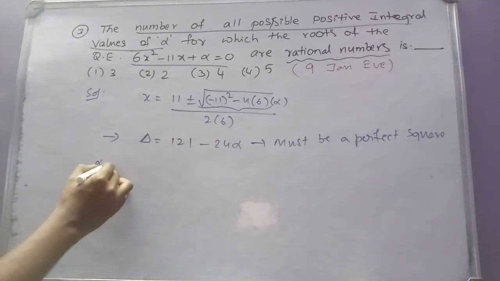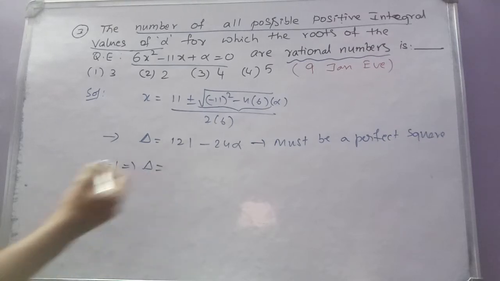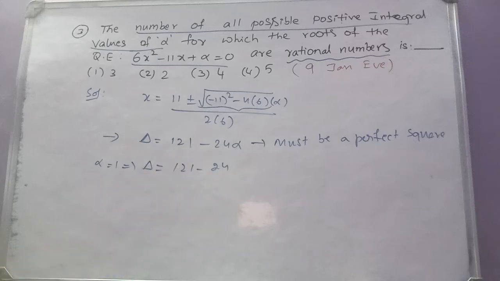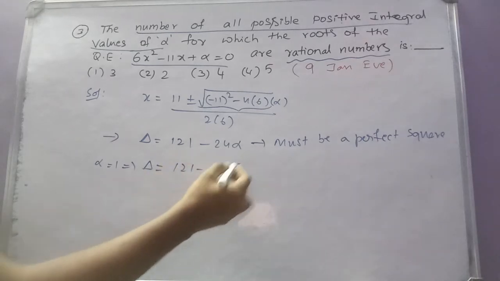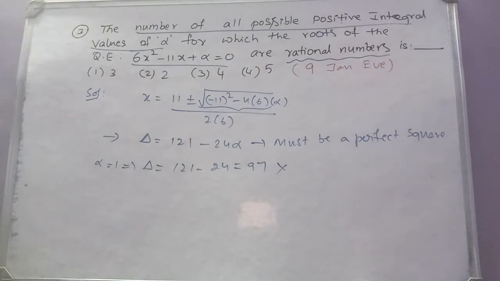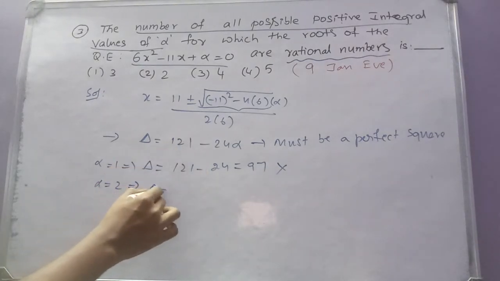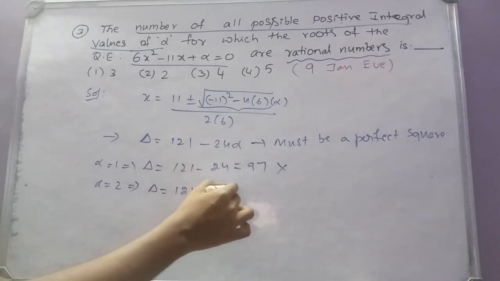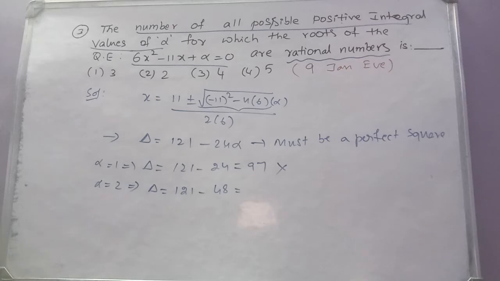First I will take alpha is equal to 1. Then what is the value of delta? 121 minus 24 ones are 24. If you subtract, you will get 97. 97 is not a perfect square. So take alpha is equal to 2. Delta is equal to 121 minus 24 twos are 48. If you subtract, you will get how much? 73. 73 is again not a perfect square. So even alpha is equal to 2 cannot be taken.